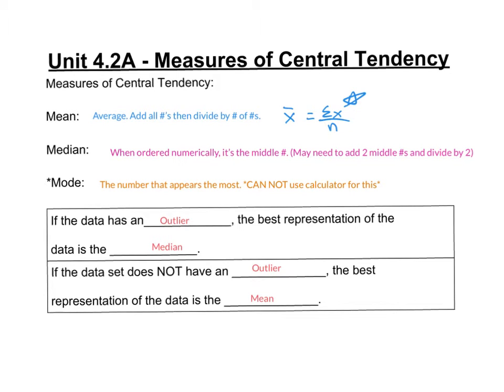Hello class, welcome to 4.2a, Measures of Central Tendency. There are three different measures of central tendency we look at: the mean, median, and mode.